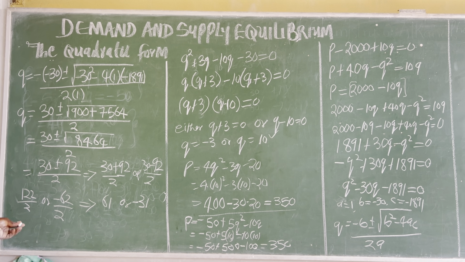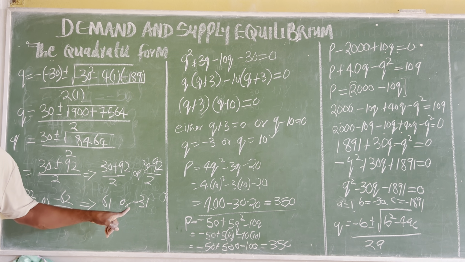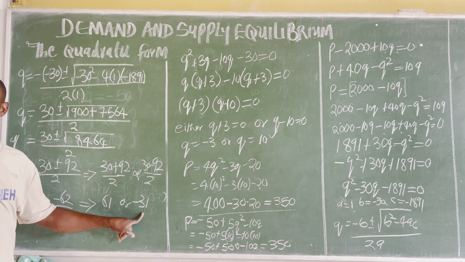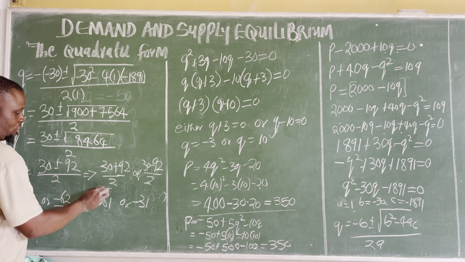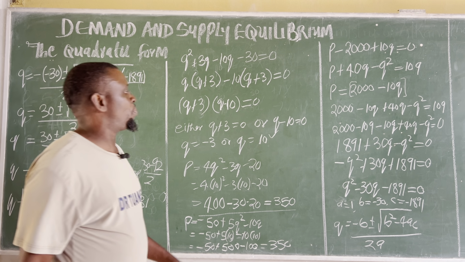Again, remember the whole of this is our Q. So our Q is equal to this. So quantity is equal to 61 or minus 31. And since quantity cannot be negative, we are taking the quantity to be 61. And so if quantity is 61, what then is the price?